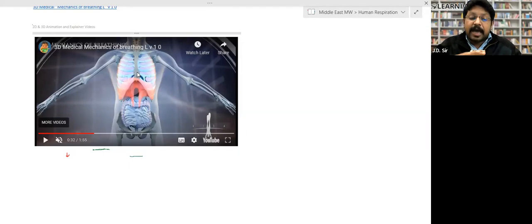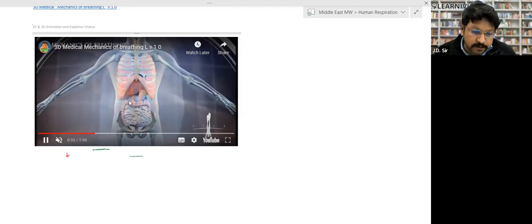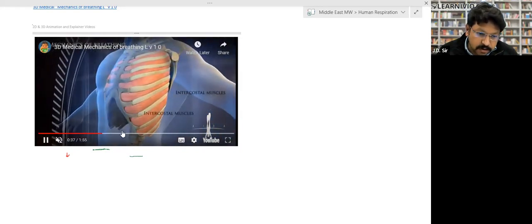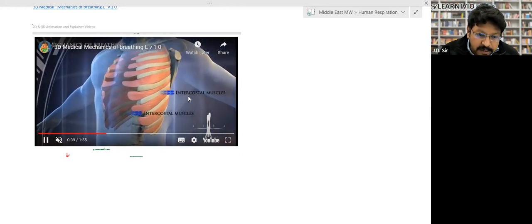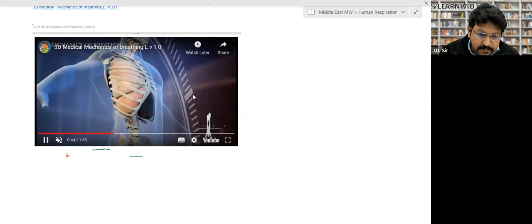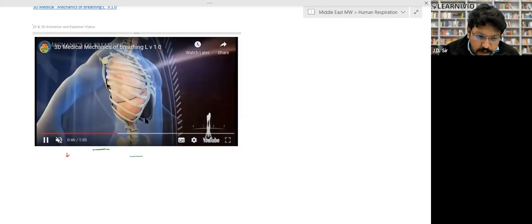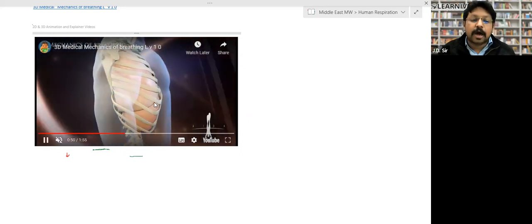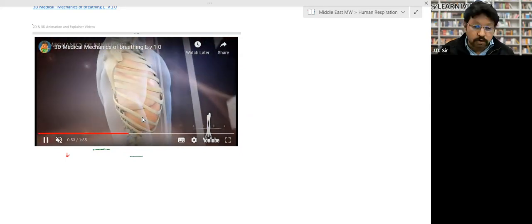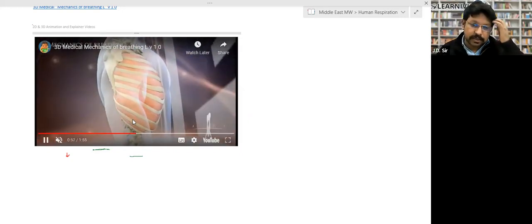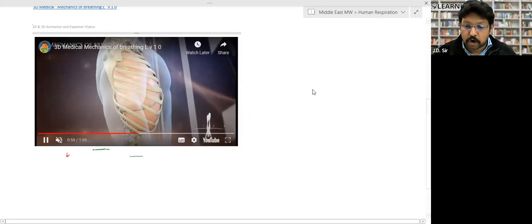At the same time, the diaphragm goes down. When the diaphragm is going down, the same mechanism is over here. Internal intercostal muscles are relaxing. The diaphragm is going down. External is contracting. That's how we are inspiring, that's how we are taking the oxygen inside. Clear or not?